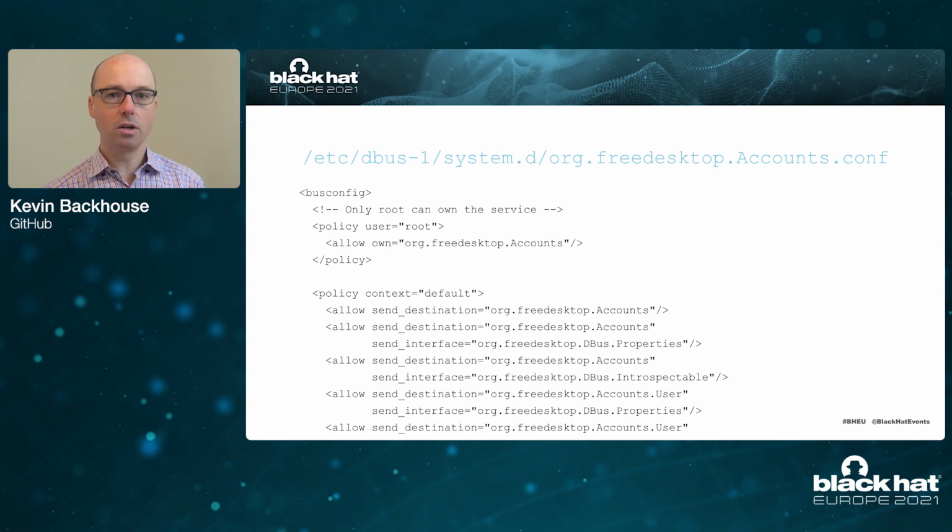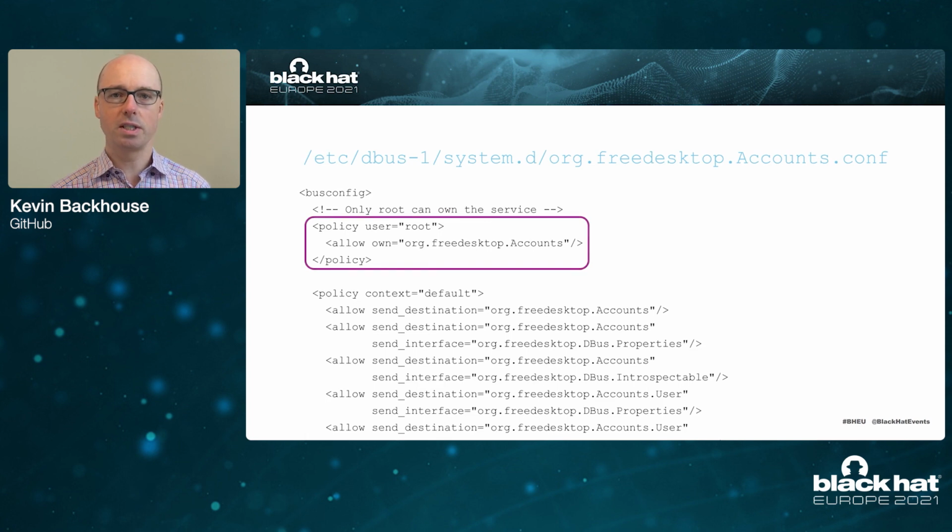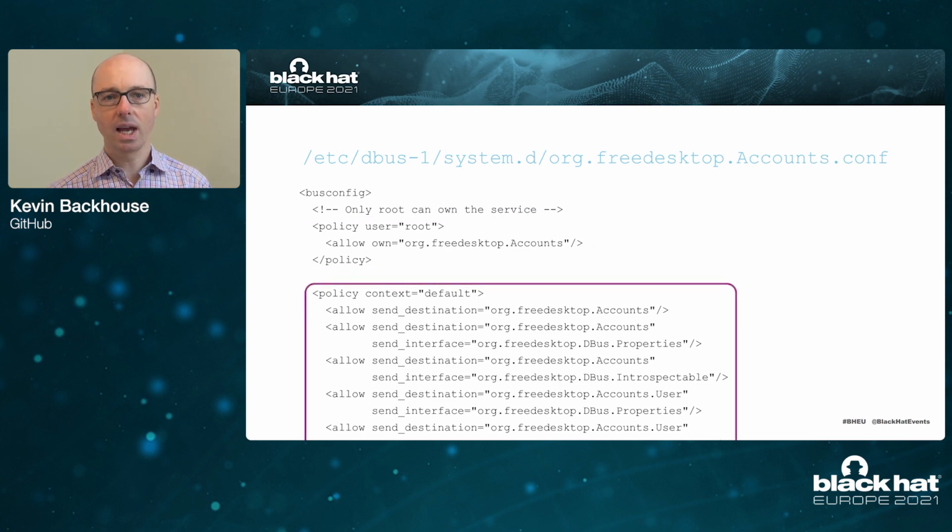This second config file defines the security policy. So first of all, at the top here is where it says that only a root process is allowed to claim this well-known name, which is what prevents an unprivileged process from impersonating the account service. And down here is where it defines the rules for sending messages to the account service.